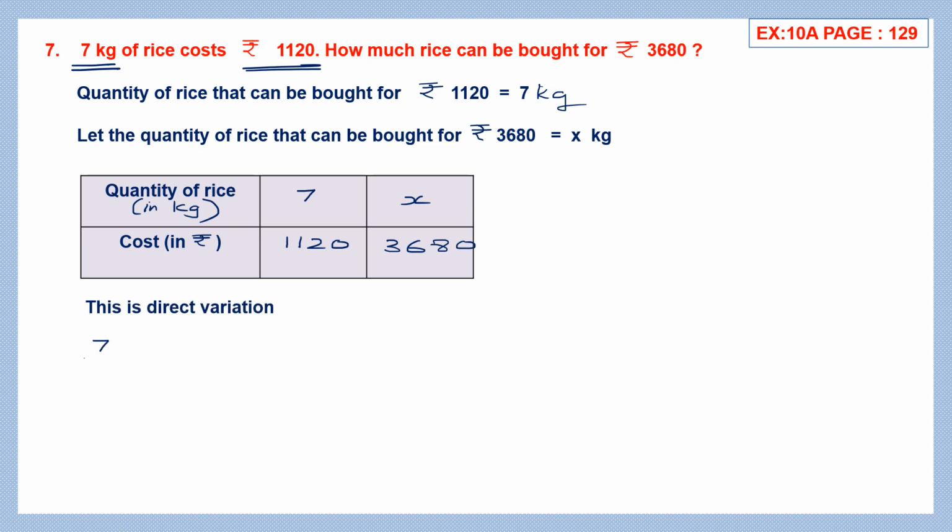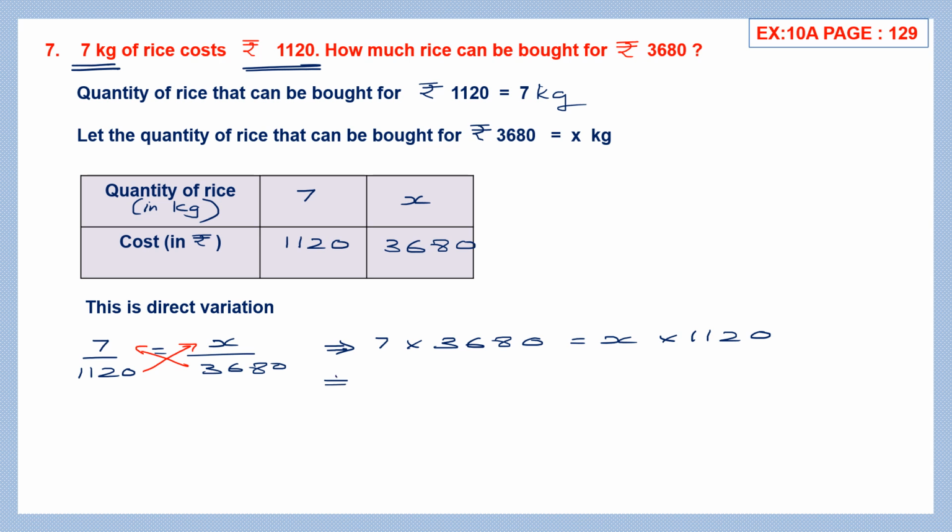So we can say 7 by 1120 is equal to x by 3680. So let's do cross multiplication here. We multiply this and this. So what do we get here? Here we get 7 into 3680 is equal to x into 1120. So now we're going to find the value of x. x is equal to 7 into 3680 divided by 1120. So here we can cancel 0 and 0.